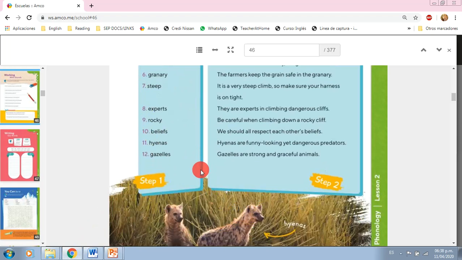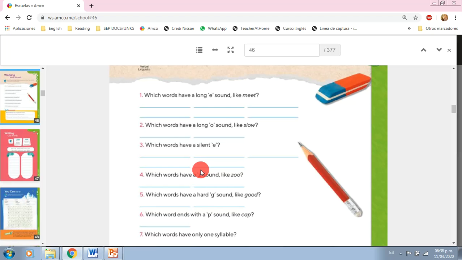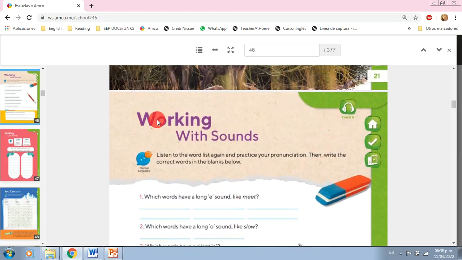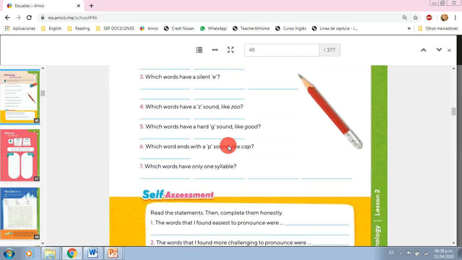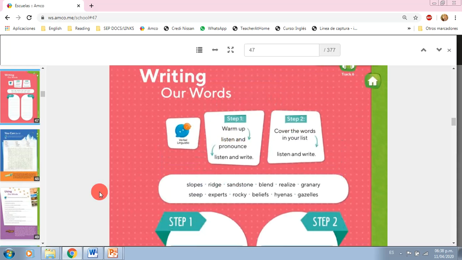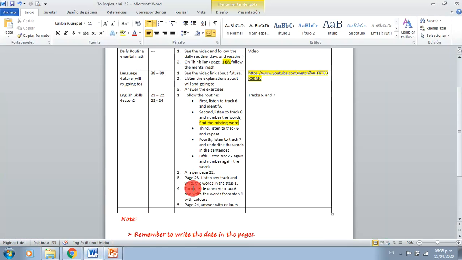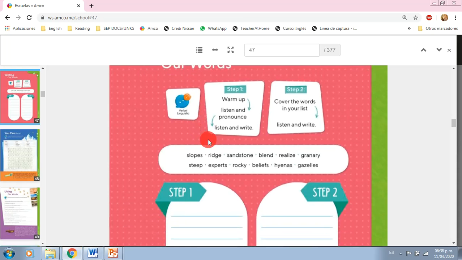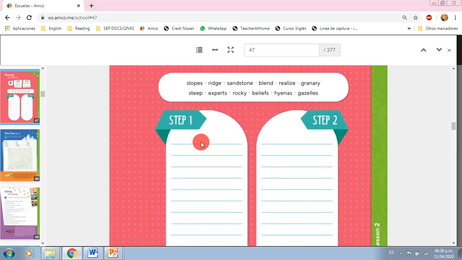So that's what you have to do in this page, working with the sounds. Our next page, you know how to do this one. Explain to your parents if they don't get it. But over here, I write the answers. Page 23. Listen to any track. You can listen to track 6 or track 7, the one that you want, it doesn't matter. And write the words in step 1. So you listen to the track and you write your words here.